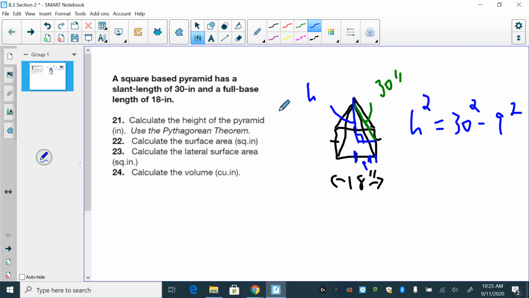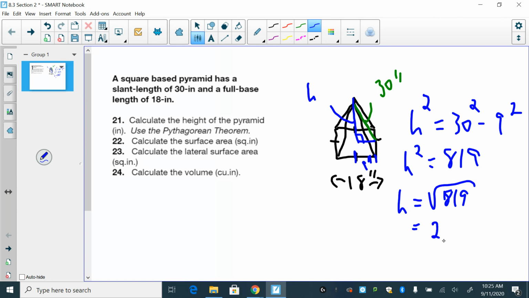I get 819. Remember, that's h squared though, and I want to solve for h. So you have to do the square root of 819. The square root of 819 equals 28.6182, and that's in inches. Remember, it should be smaller than 30. It is, so I'm good.